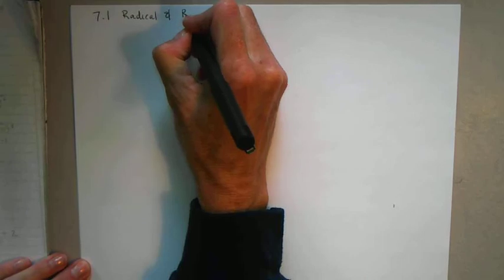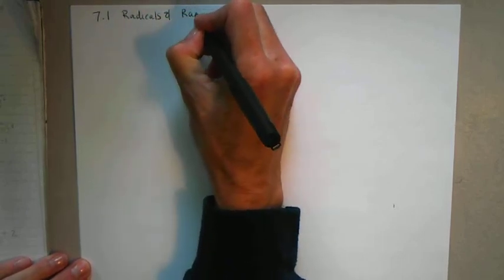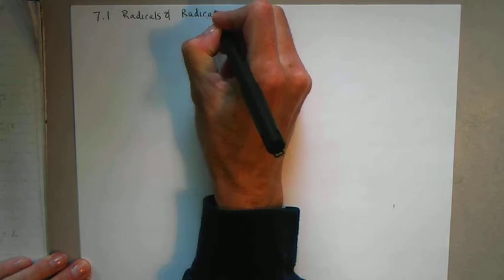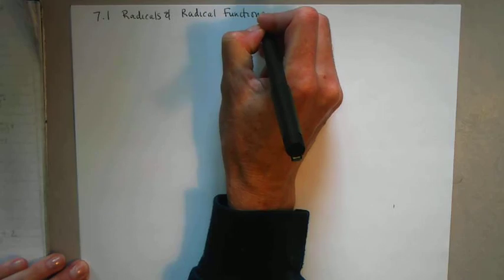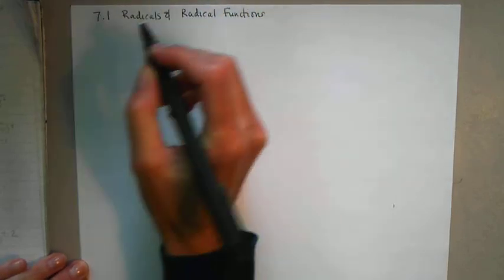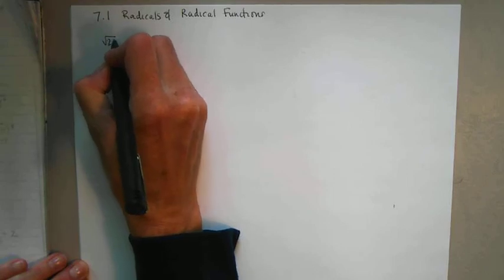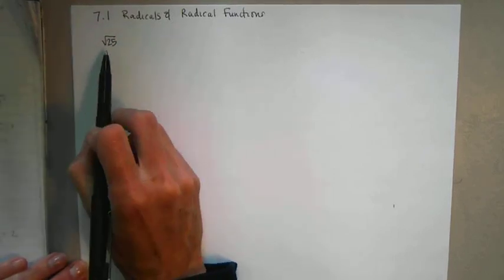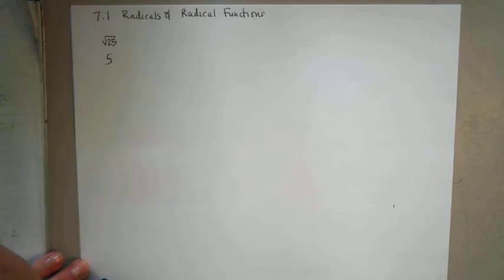Chapter 7, Section 1 is called Radical Functions. Radicals, and radical functions. So, they start out with a basic radical, and they say, find that. That is a radical. Some people call it a square root, and that's the same thing. Square root of 25 or radical 25. We know what it means, right?